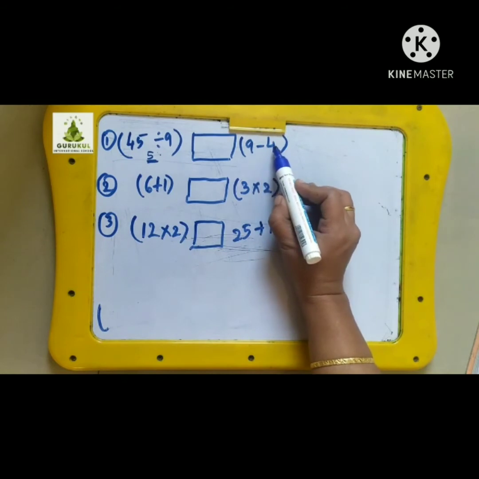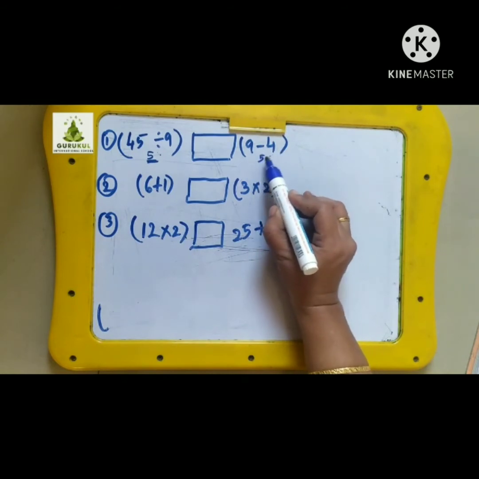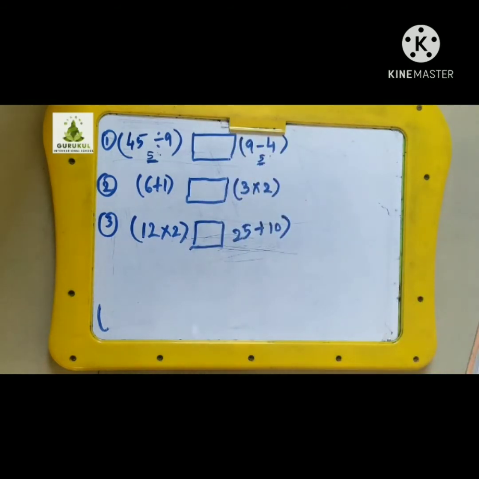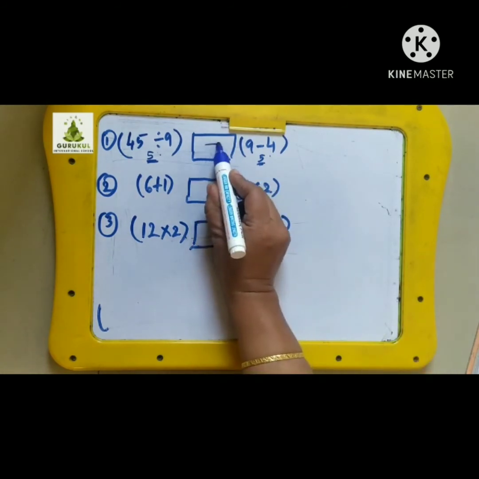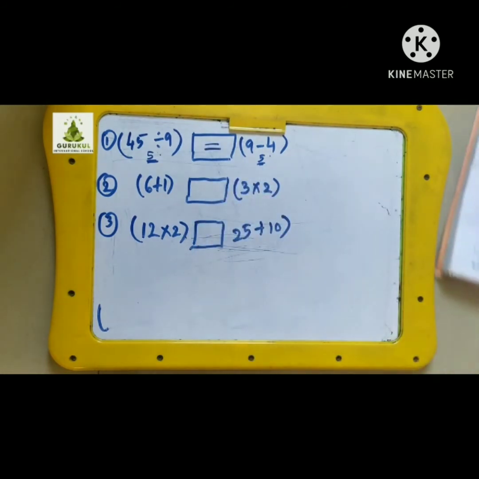Then 9 minus 4. What's the answer coming? 5. That means what will come in the box? Perfect. It will be equal. Your left hand side answer and your right hand side answer both came to be equal. That is why you will say this as an equal sign.